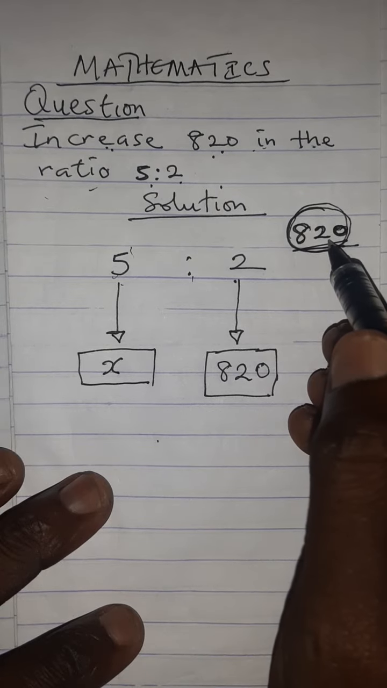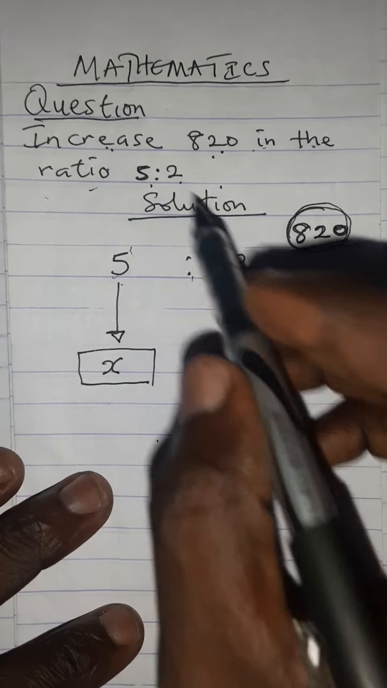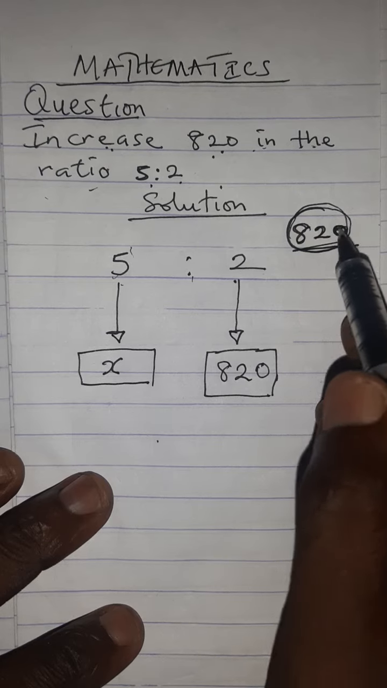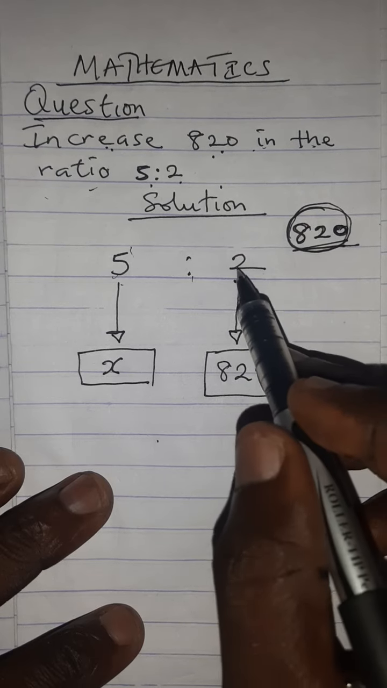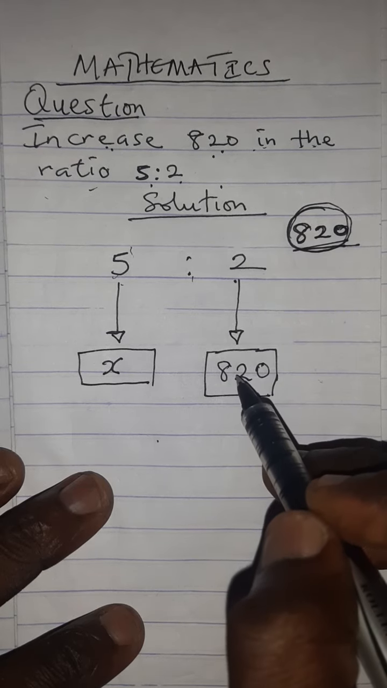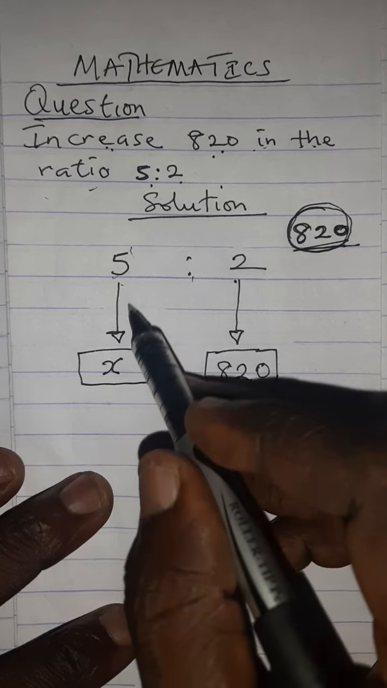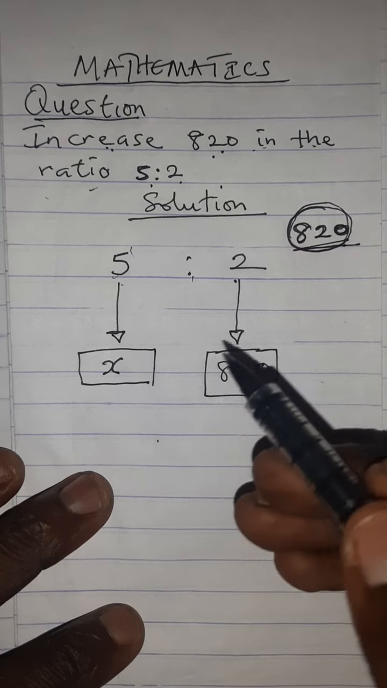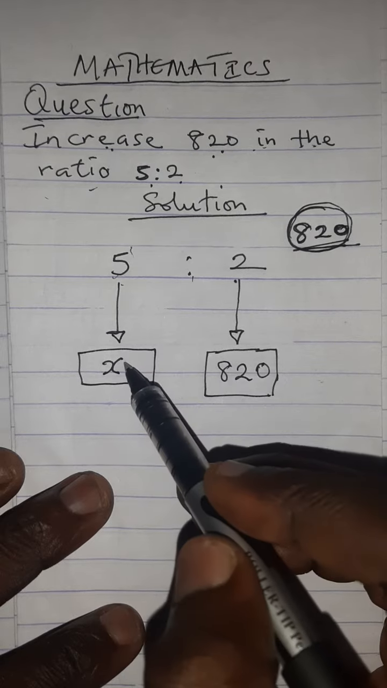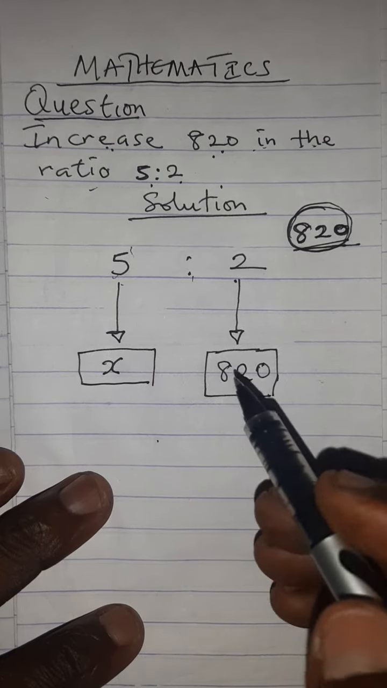Increase 820 in the ratio 5 to 2. And since they asked you to increase 820, it means it is small. So I'm placing it under the smaller ratio so that I can find the corresponding value under the bigger ratio. And of course, they said you should increase it. So definitely the one under the 5 is the increased version of the 820.